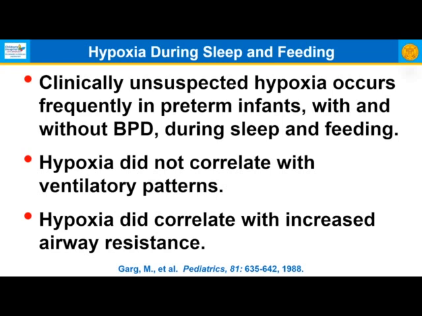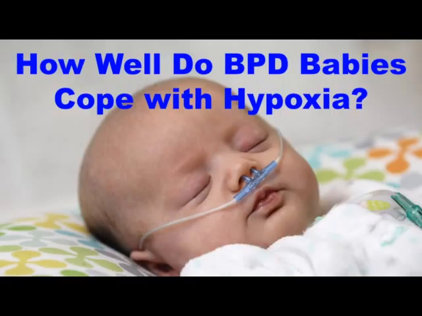So clinically unsuspected hypoxia occurs frequently in preterm infants with and without BPD during sleep and feeding. Hypoxia did not correlate with ventilatory patterns, but it did correlate with increased airway resistance, suggesting that the severity of disease had some relationship to this.